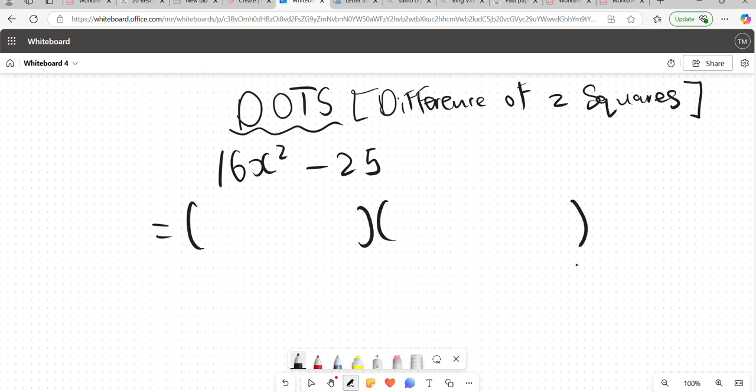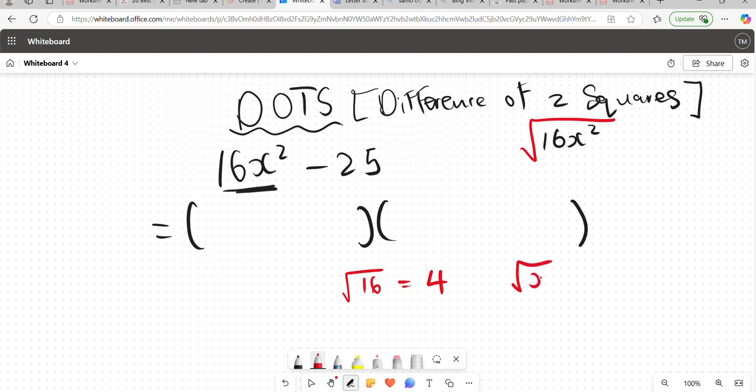I always just open two pairs of brackets like that. I take my first term, which is a 16x squared, and I square root it. If you square root that, it's just like square rooting the 16 by itself, you get a 4. And it's just like square rooting the x squared by itself, you get an x. So now I put the 4 and the x together, and that's my first term in both brackets. Did you guys follow that?